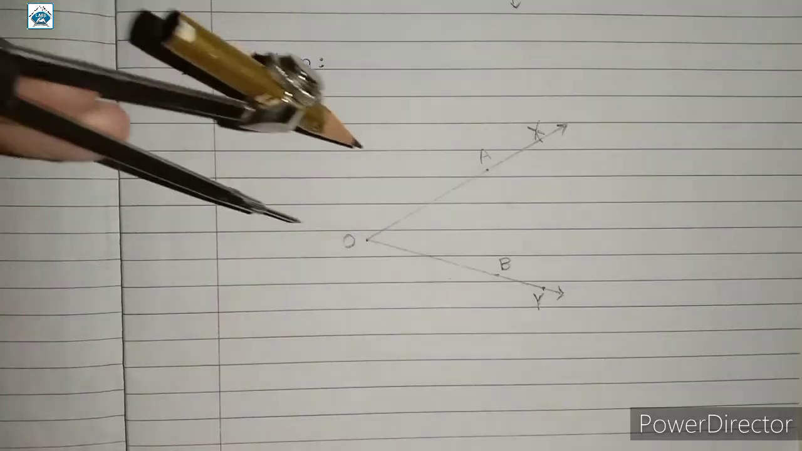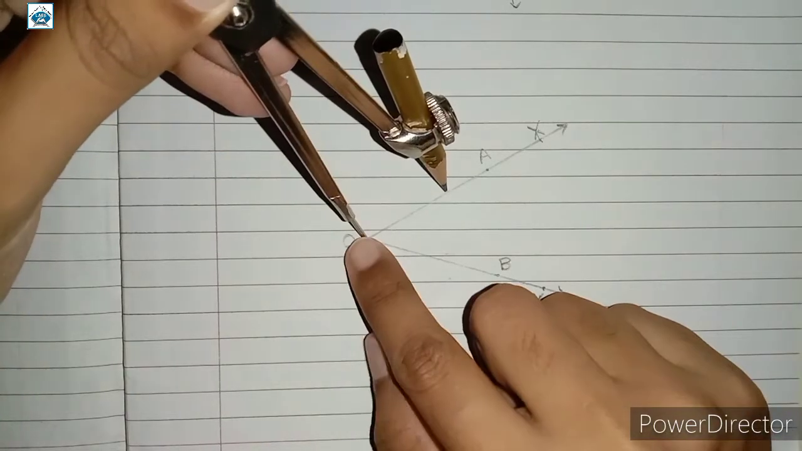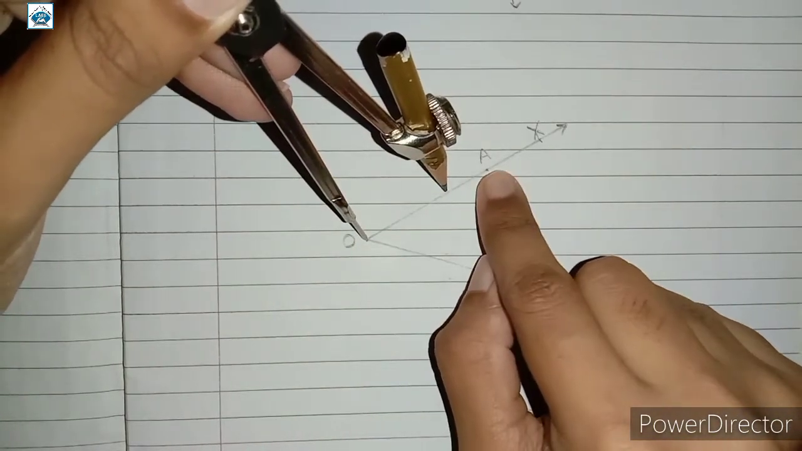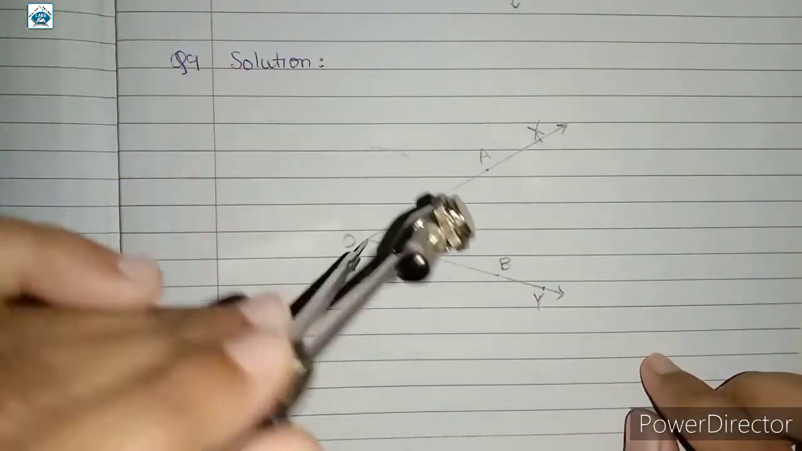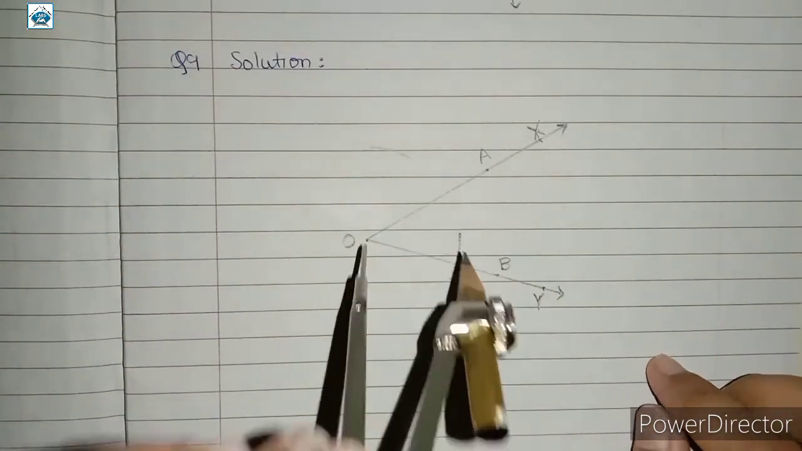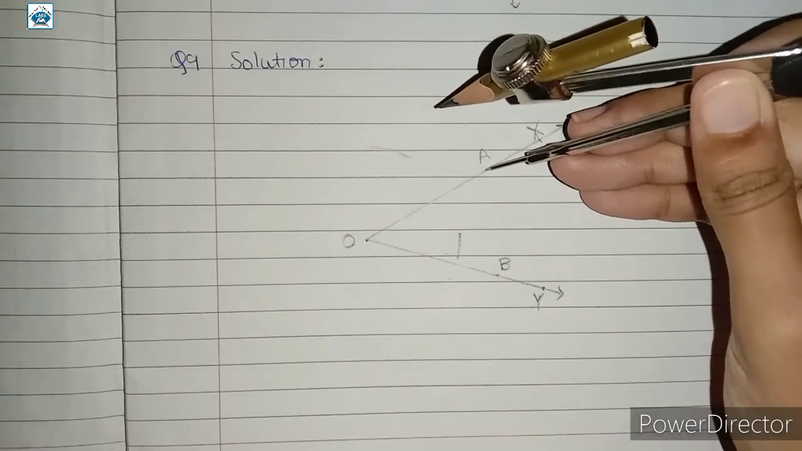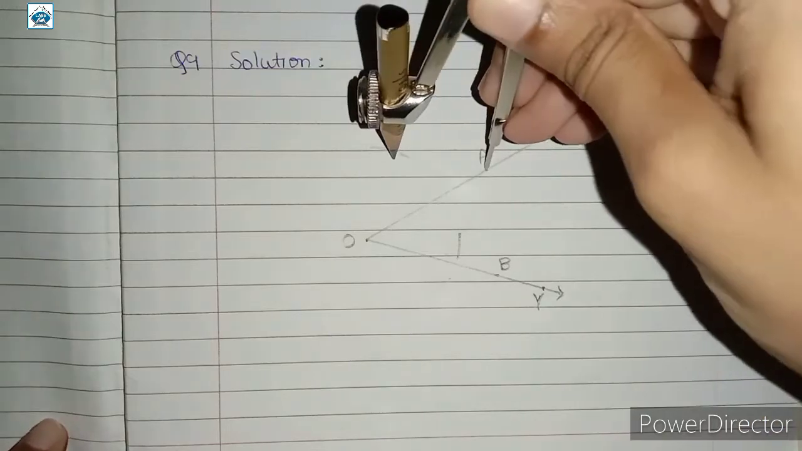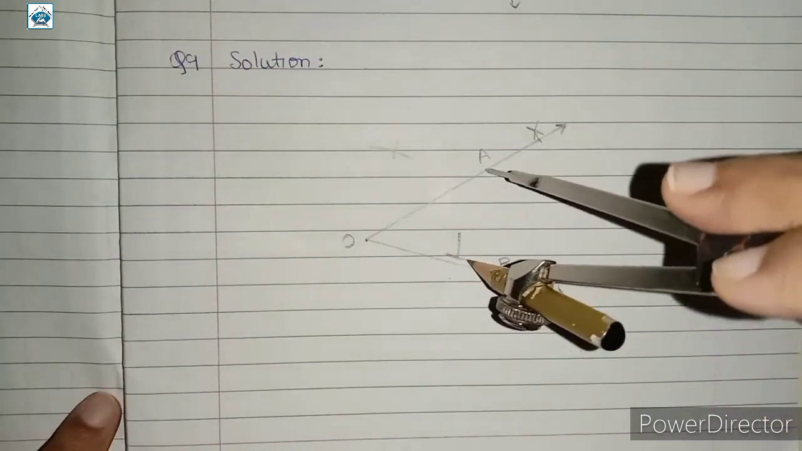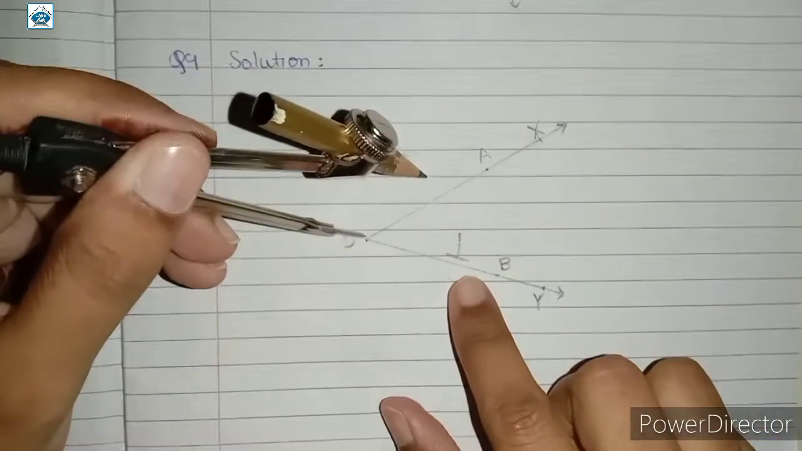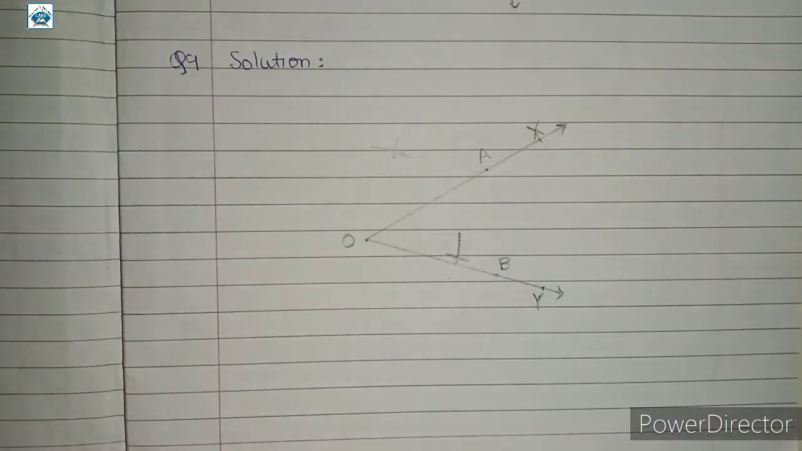So here, keep the pointer of your compass at point O and take a distance which is more than half the length of OA as the radius. Draw an arc on either side of this line segment OA. Next, taking A as the center and the same radius, draw two arcs to intersect the previously drawn arcs. Now we get the points of intersection.